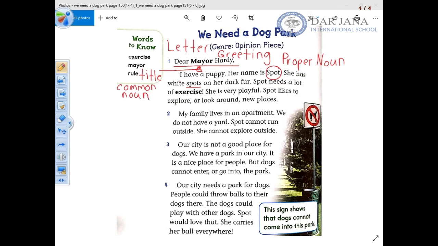Okay. Spot needs a lot of exercise. Now look at exercise. What does exercise mean? Do you remember what it means? That's right, to do activity to keep you healthy.